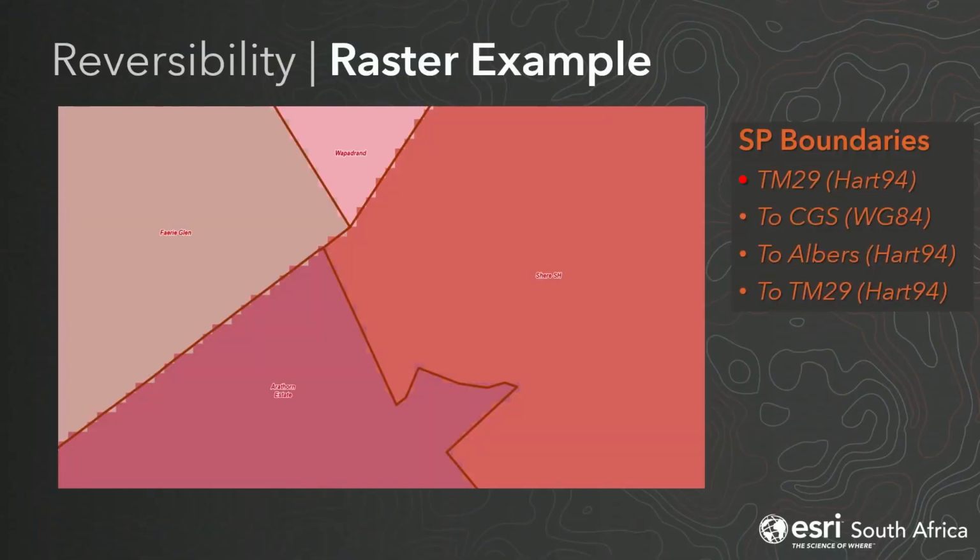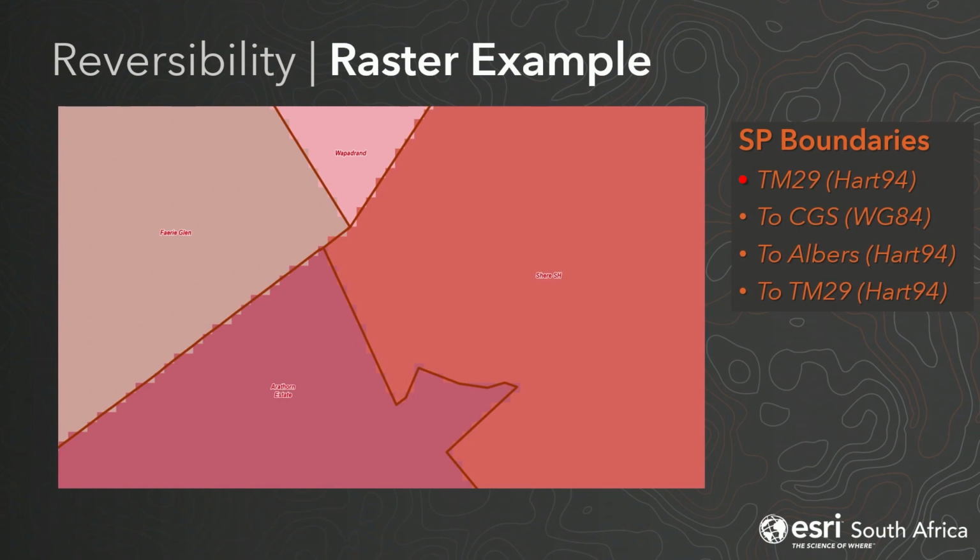And what I've tried to do in this example here is illustrate this. So what you see as the red line is a subplace boundary, or a suburb boundary, if you'd like to call it that. And what I've put in the background is a rasterized version of those subplaces. So here you can see, and on the right I give you an explanation. This data is in Transverse Mercator 29 Hartebeesthoek. So it's in its correct projection, it's in its correct coordinate system, and you can see the line within a pixel follows the underlying raster.